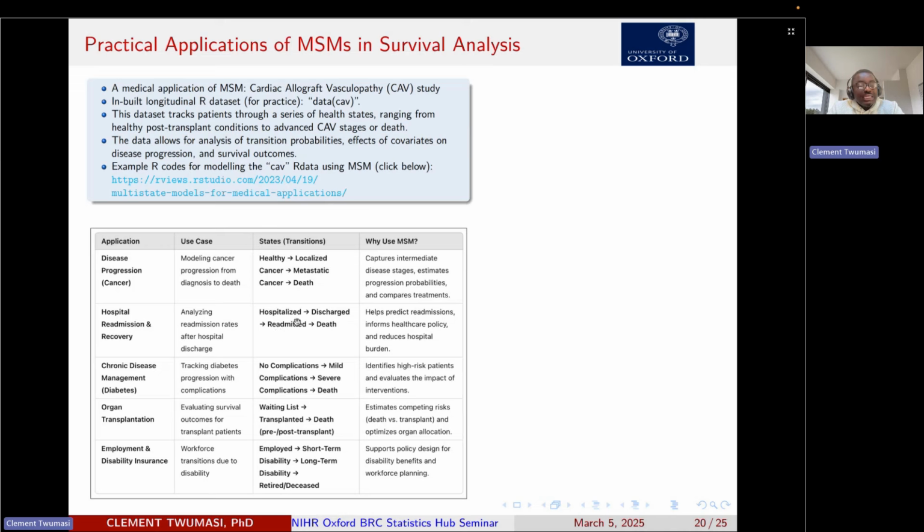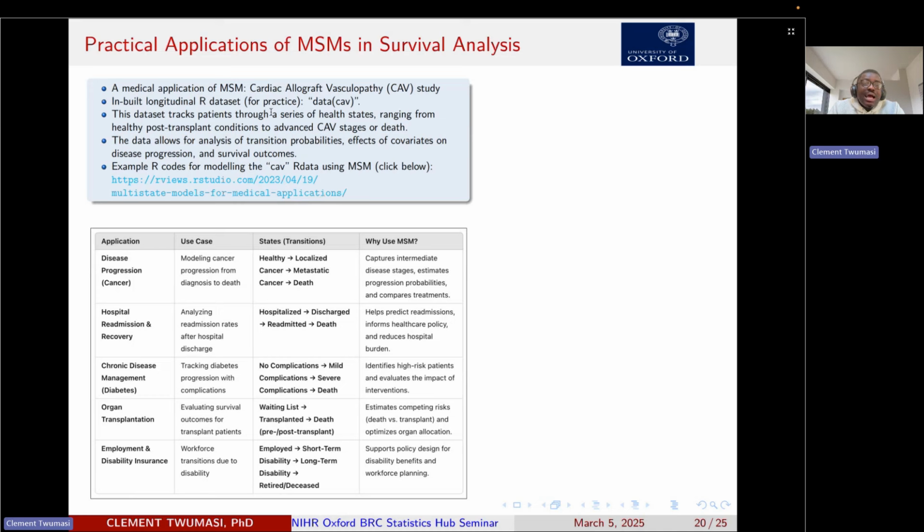So these are situations where an individual could be hospitalized, discharged, become hospitalized again, discharged, get readmitted, and get discharged, or eventually die over time. So this is to say that in situations where you are interested in such kind of progression, whether about disease or adherence or anything, the multi-state Markov model becomes handy.